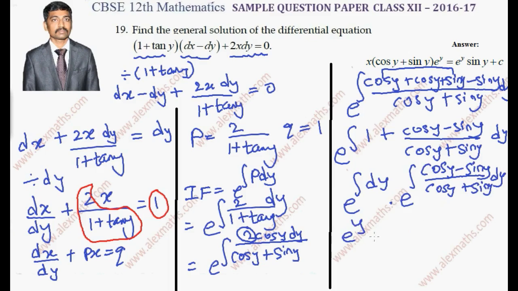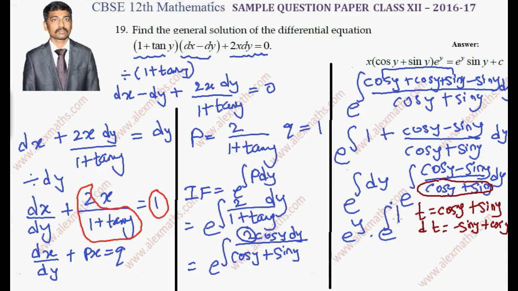The second term is e to the power, by taking the denominator as t, t = cos y + sin y, and dt will be what? −sin y + cos y, which is nothing but the numerator. So the entire term will become e to the power integral dt/t, which is e to the power log t. So we get e^y into e^(log t), and e and log will get removed, we will be left with only t. So e^y into t, which is nothing but cos y + sin y.